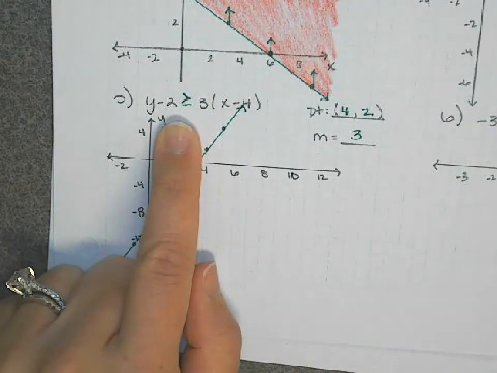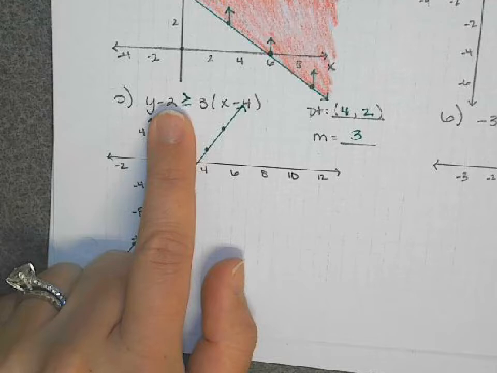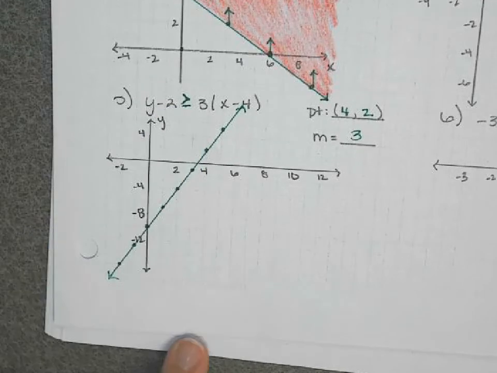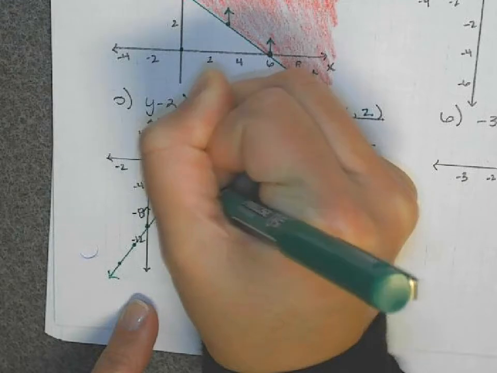Now it says y minus 2 is greater than or equal to. So is greater going to go up or down? Where's y greater? Up or down? Up. Y is greater going up. So we're going to go up here.